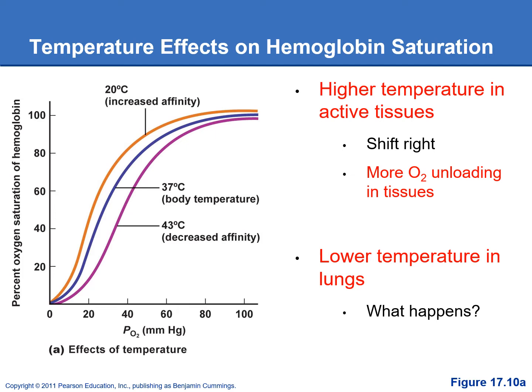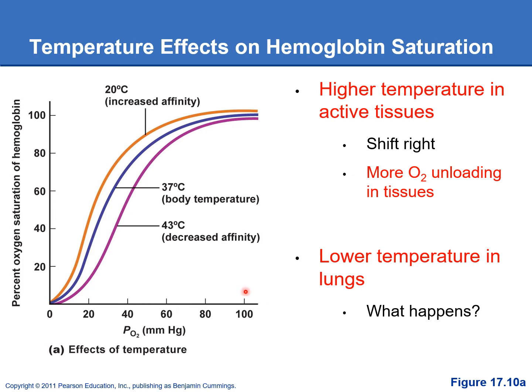In the lungs, generally the air that we're breathing in is going to be lower temperature than the body temperature. So the lower temperature will shift the curve to the left, which is good in the lungs because that means we're going to increase the affinity of hemoglobin for oxygen. It's going to bind to it a lot better and increase the loading of the oxygen in the lungs.